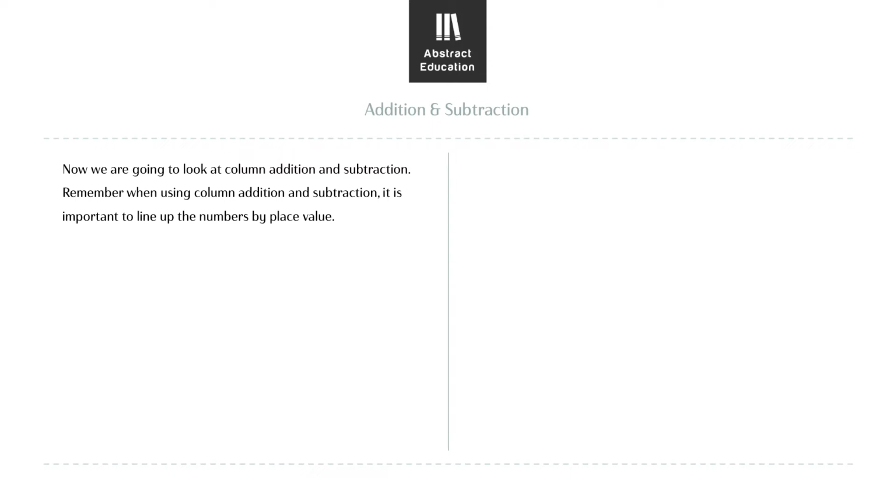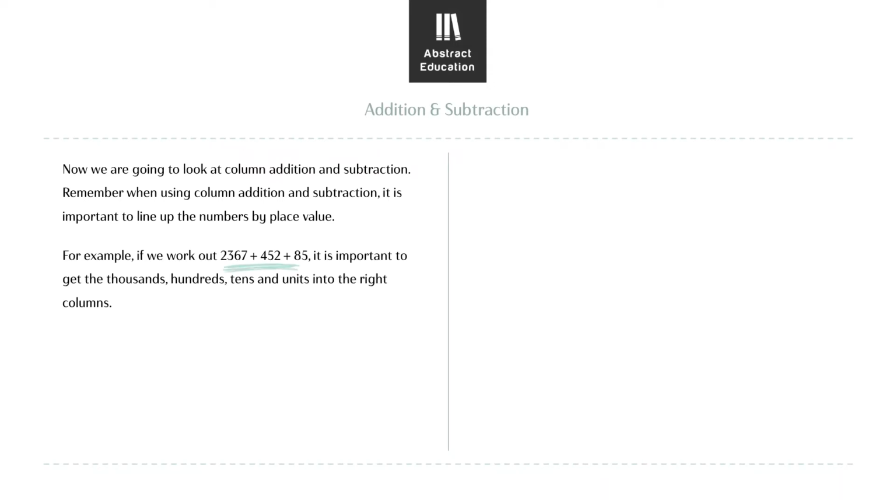Now we are going to look at column addition and subtraction for those larger numbers. If the numbers are too high or too difficult to add or subtract in your head, we can write them down in columns. It is important to first separate the numbers into ones, tens, hundreds and thousands, etc. Let's look at the example 2367 plus 452 plus 85. We must always add up the units column first. So 7 plus 2 plus 5 equals 14.